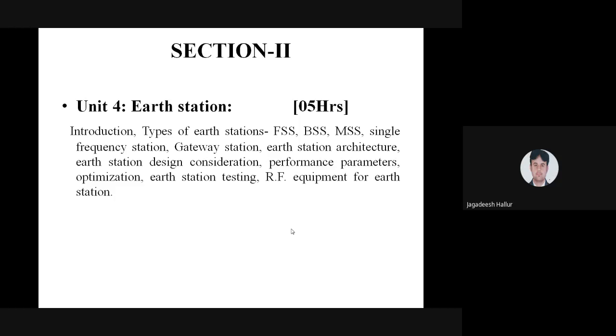Optimization is there. Next, you have to test a particular Earth Station at the Earth Station itself. Earth Station testing is nothing but what? Whatever the equipment you are using while designing the particular satellite, you check whether those equipments or subsystems are working in good condition or not. If some of the equipments are not working up to the end of the satellite's life, they will not consider such type of equipments.